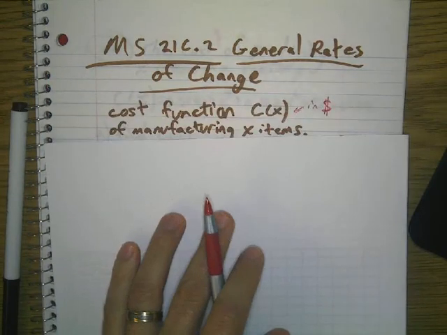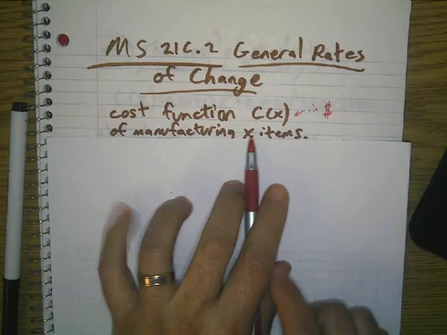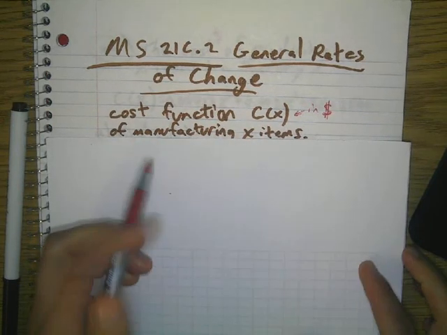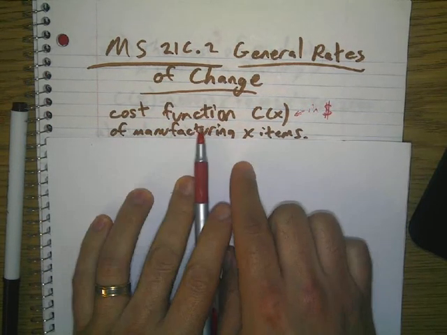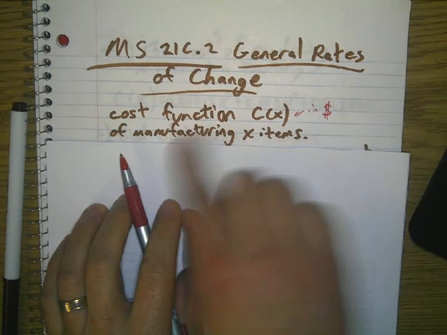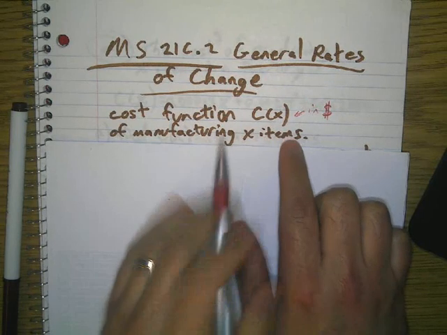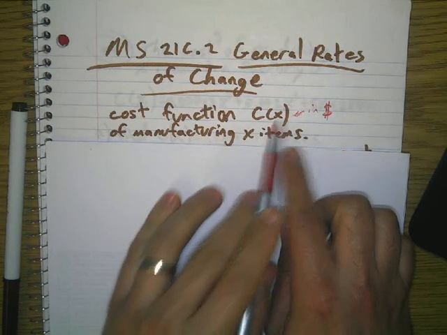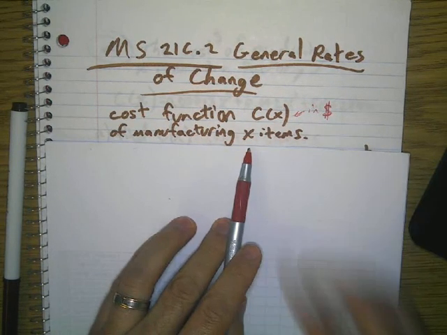21C2, General Rates of Change. So in the last section, we just talked about functions and the derivatives. So now your functions can be anything that might have some kind of change. So for example, some of the homework problems you're going to do are going to deal with C of x, which stands for the cost of manufacturing x goods.